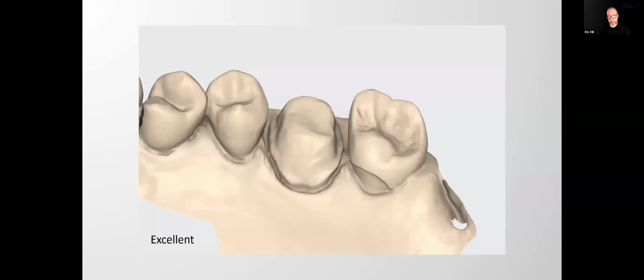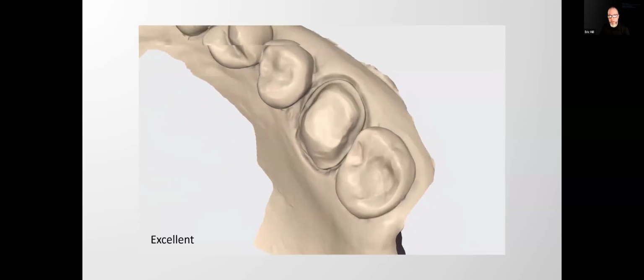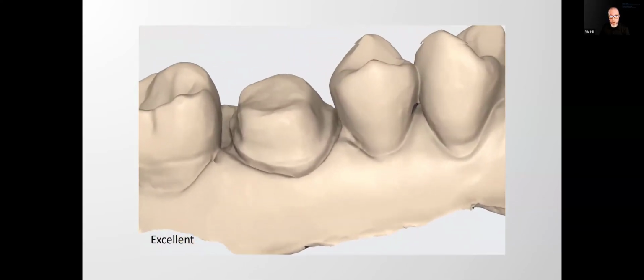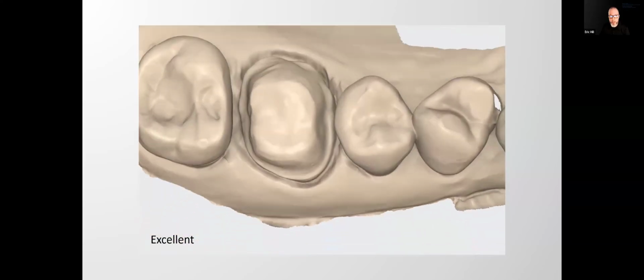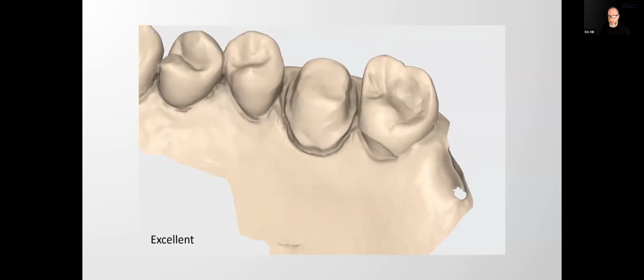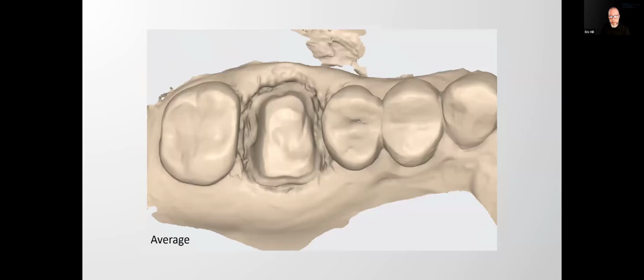Here's an example of an excellent scan. As you can see here, tissue is totally out of the way, evacuated very likely with cord there. You can see the margins very clear. Only a couple tiny little areas there where there might be a slight guess. But other than that, this is going to be ideal in most scenarios.